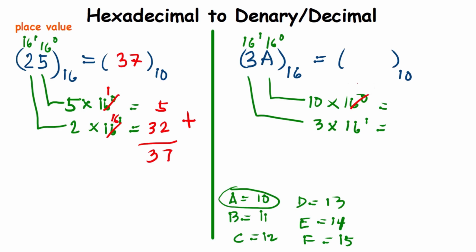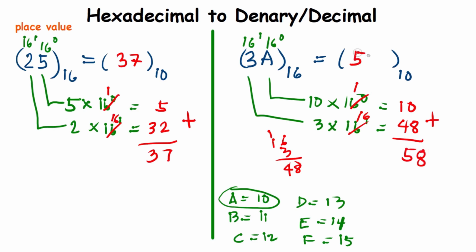Again, 16 to the 0 is 1 and 16 to the 1 is 16. So 10 times 1 is 10 and 3 times 16 is 48. So we'll have here 48, and we will add these products. 10 plus 48 is 58. So therefore, 3A base 16 is equivalent to 58 base 10, or 3A in hexadecimal is equal to 58 denary or decimal number.